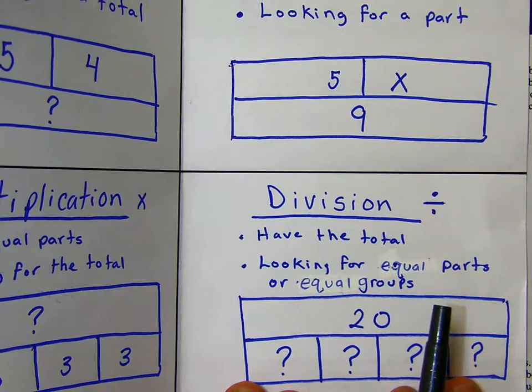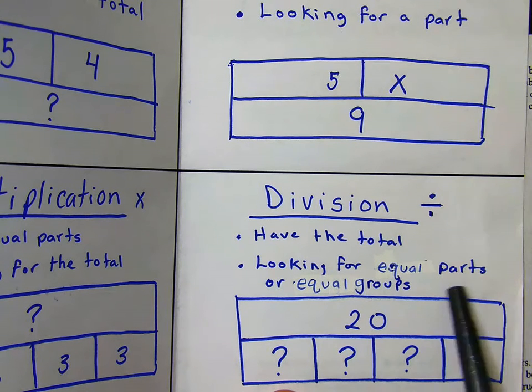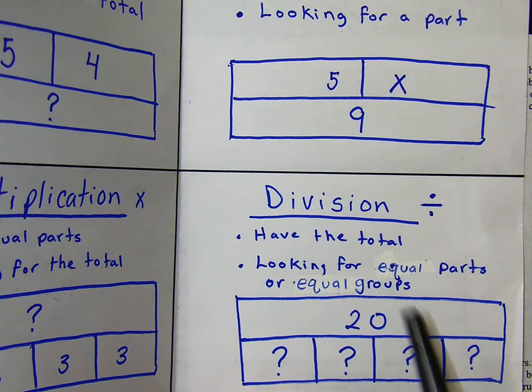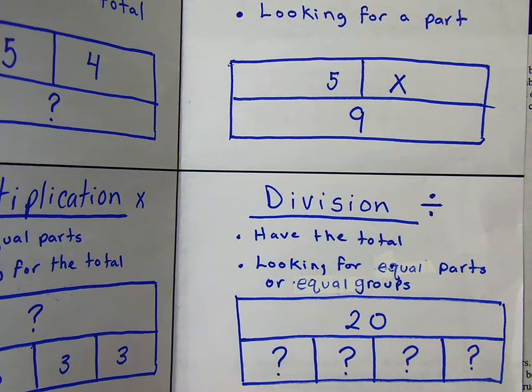Now on division strip diagrams, they give us our total, and we're looking for the equal parts or equal groups. So on this strip diagram, we have 20, and we're going to divide it into 4 parts. How much would it be in each part? So 20 divided by 4, that would give us 5. So question mark again is our variable. There should be 5, 5, 5, 5, 5, 10, 15, 20.